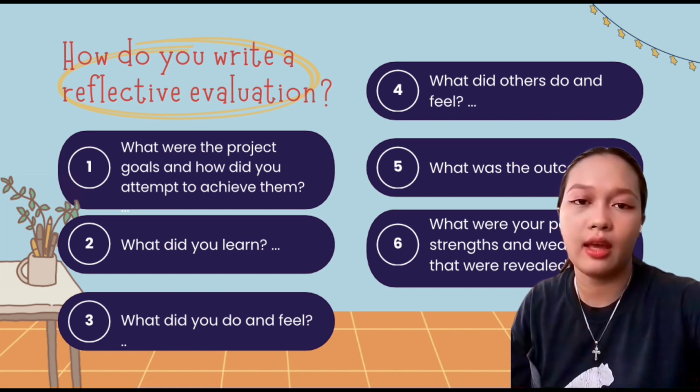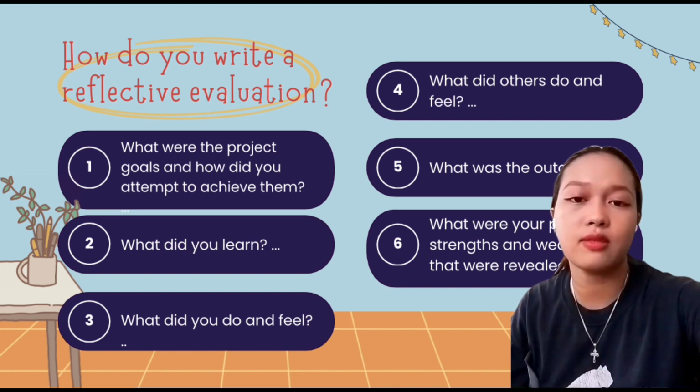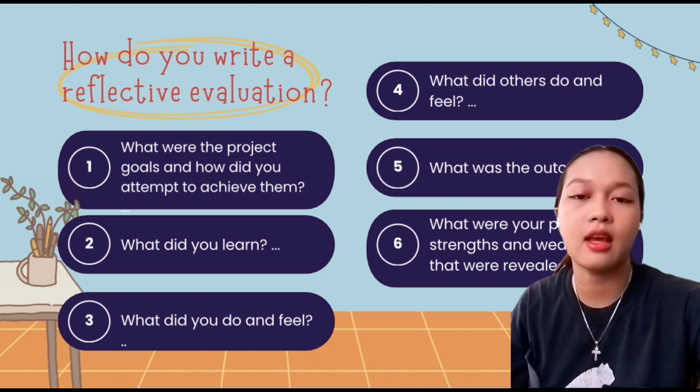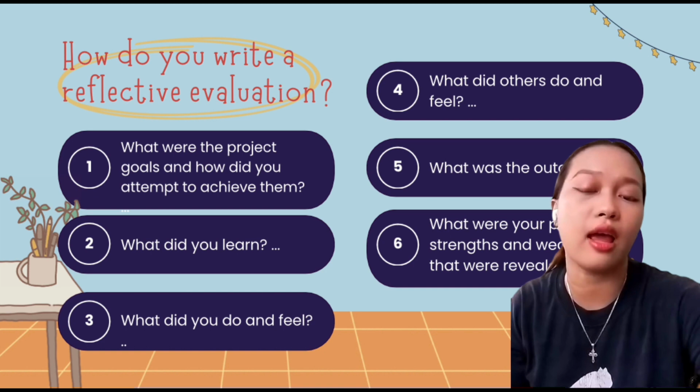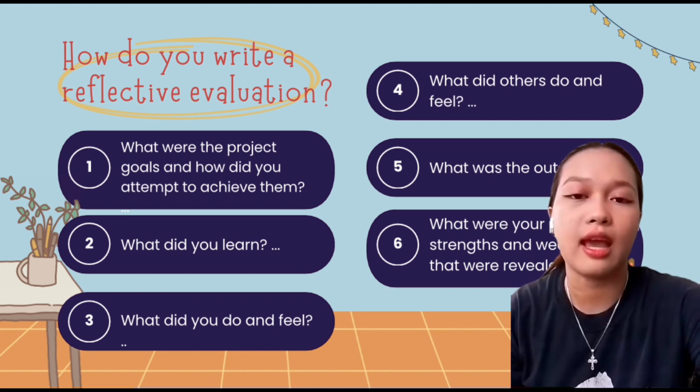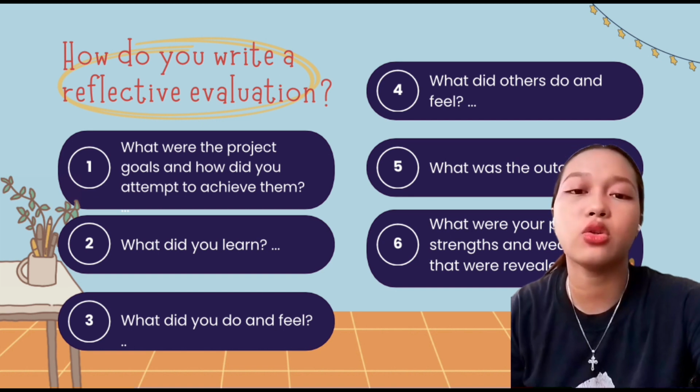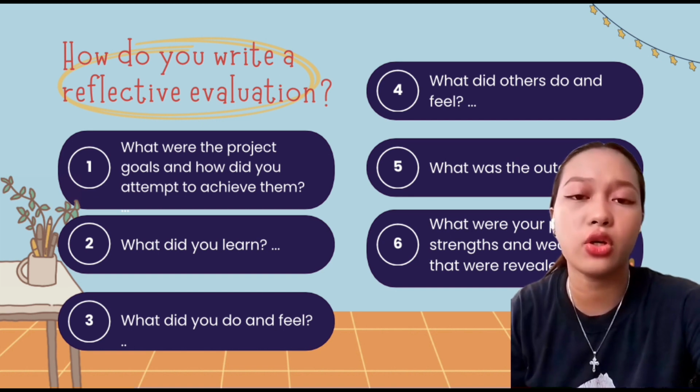So, in writing a reflective evaluation, you must first have the description of the experience in order to write a reflection. Second is your feelings and thoughts about the experience. Third, evaluation of the experience, both good and bad. Fourth, the analysis to make sense of the situation. And lastly, the conclusion about what you have learned and what you could have done differently.